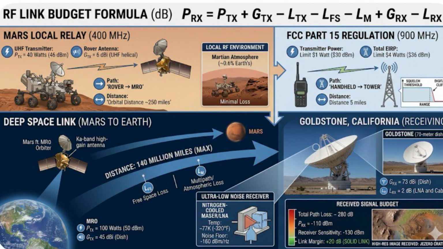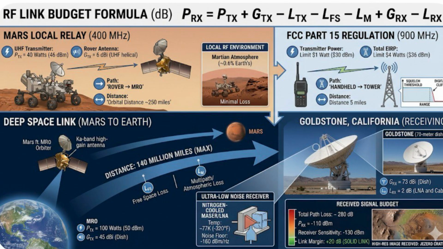Focusing on the 900 MHz band, we often operate under FCC Part 15 rules for unlicensed industrial, scientific, and medical ISM frequencies. For frequency hopping systems, the FCC generally limits the maximum transmitter output power to 1 watt, 30 dBm, with a total effective isotropic radiated power, EIRP, limit of 4 watts, 36 dBm, if you're using a high-gain antenna.